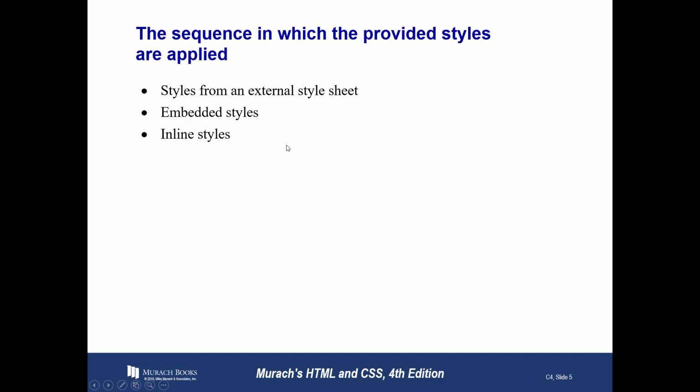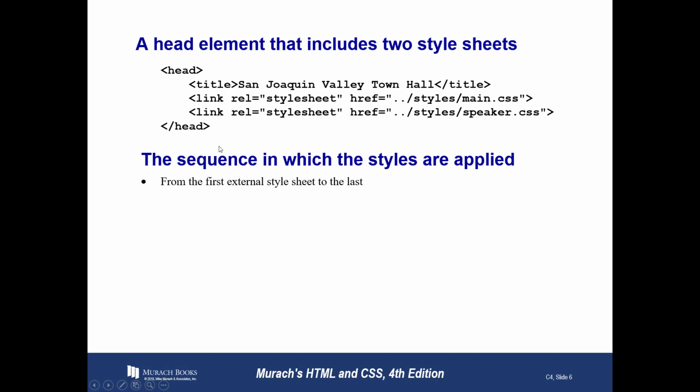Here's the sequence, and it goes, for lack of better words, from a major to a minor sequence. When you think about it, it makes sense. Anything that you put in an external style sheet is applied first. Then anything you put in what they call embedded styles, or that internal style sheet, would be applied second. And then finally the inline styles are applied last. If it was the other way, these would never be applied.